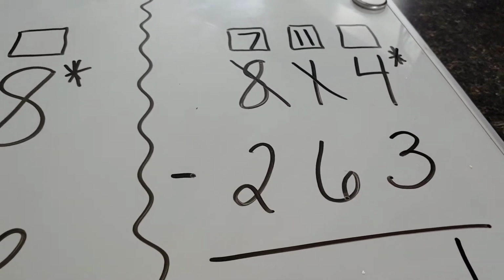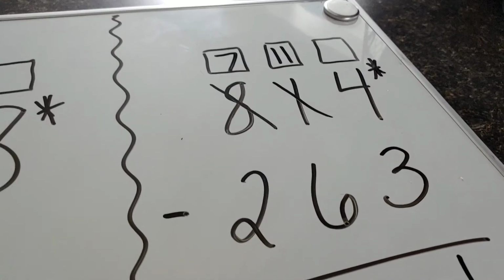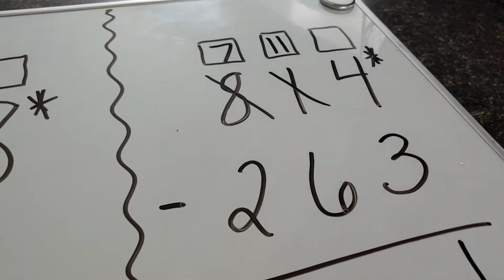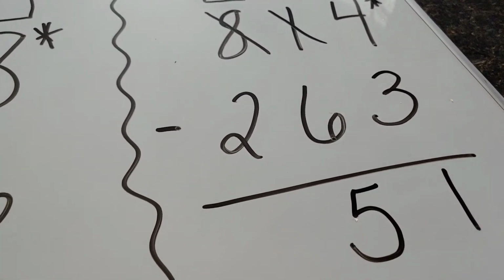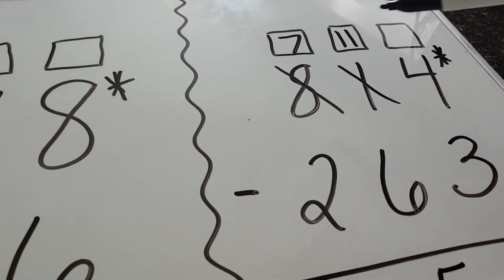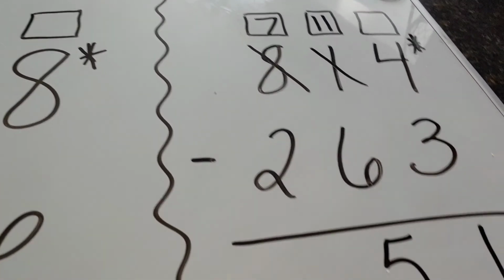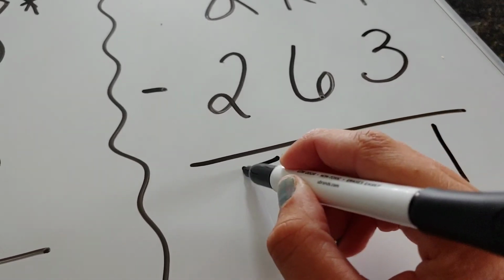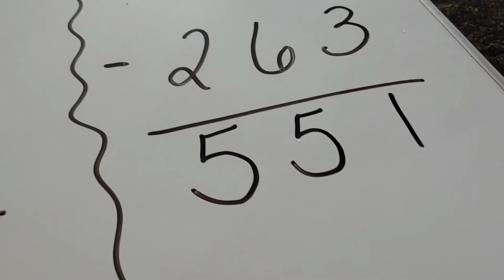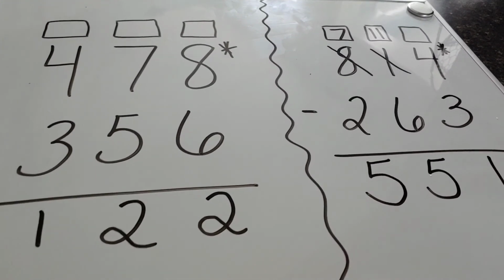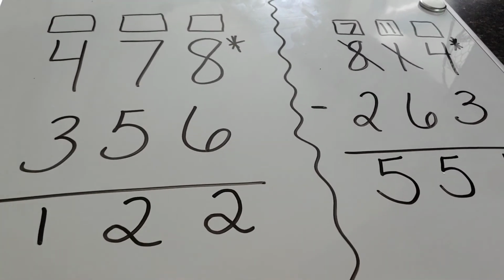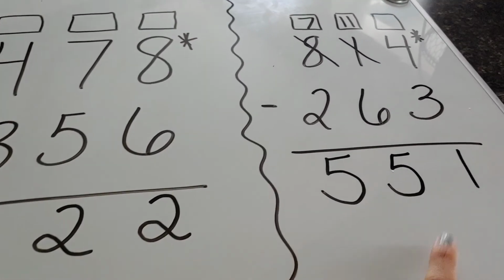Now I'm able to subtract because there's more on the top. 11 minus 6 equals 5. And in the hundreds, 7 minus 2 also equals 5. I get an answer of 551. So now you kind of see what a problem looks like where there's no regrouping and where there is regrouping.